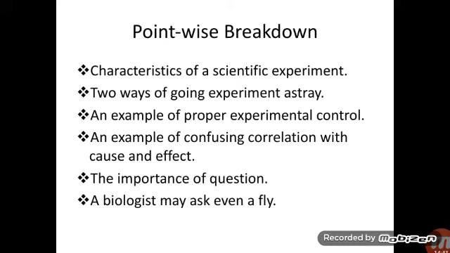Number 2, two ways of going experiment astray. First of them is the lack of proper experimental control. Nothing should be allowed to chance or coincidence. Second is the confusing correlation with cause and effect.